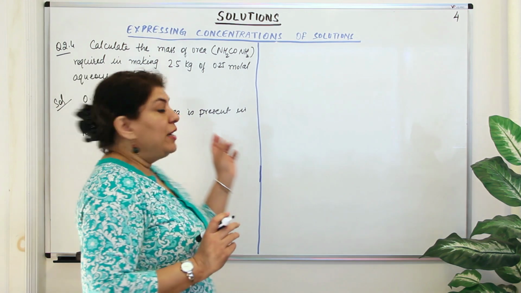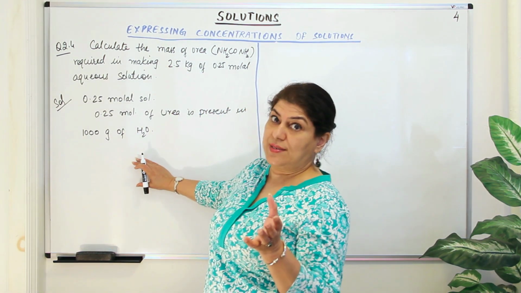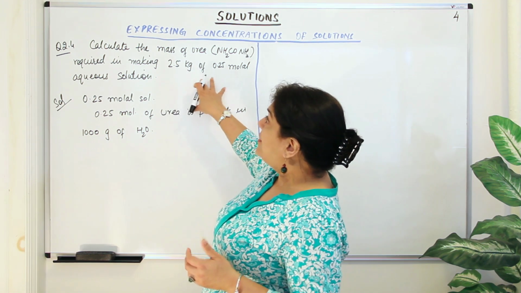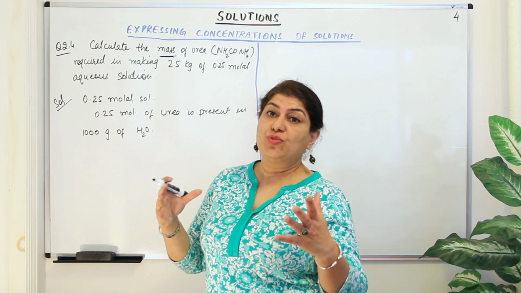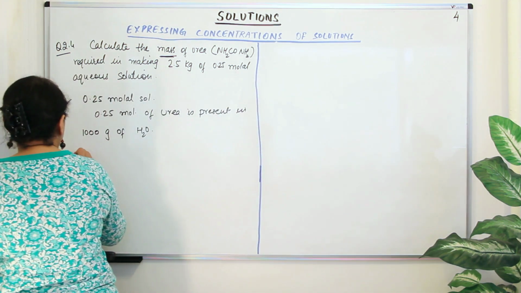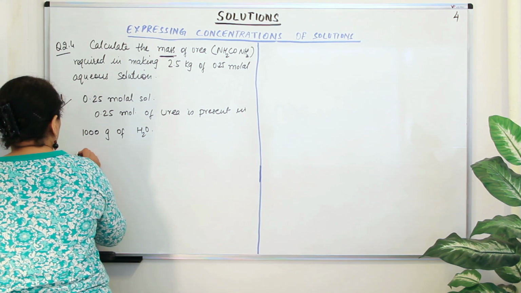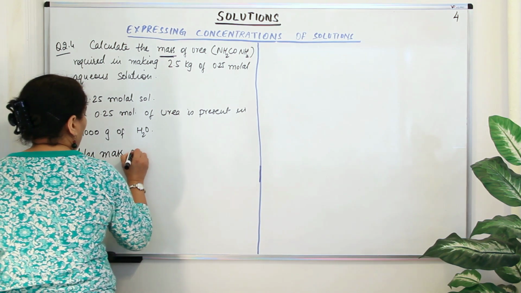Now in order to find out the number of moles, you need to know the molar mass, or rather here you are asked the mass. You have to calculate the mass. In order to come to the mass, you must first know the molar mass of urea. Let us calculate the molar mass of urea.